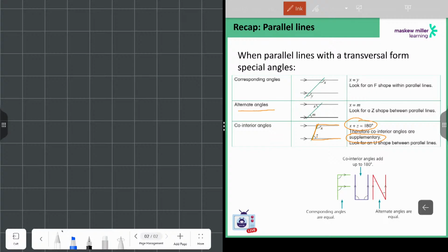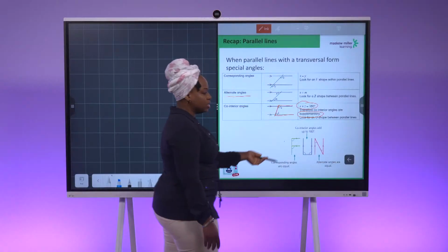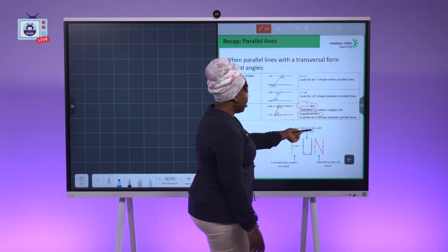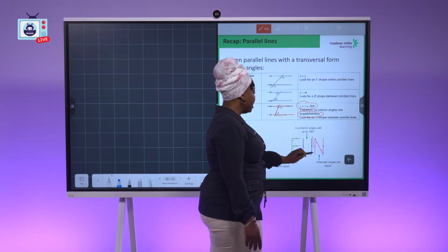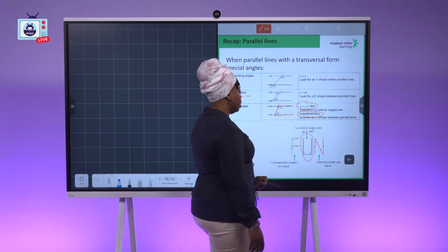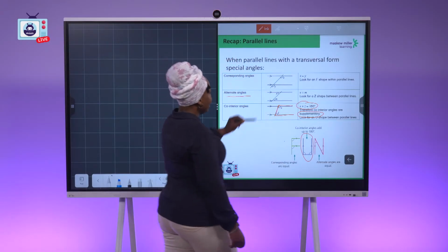Here you can see that the summary that we're busy talking about has been nicely highlighted and summarized here. So co-interior angles, as I said, they add up to 180 degrees, and our purple shape there is actually the one that shows the co-interior angle in that way.